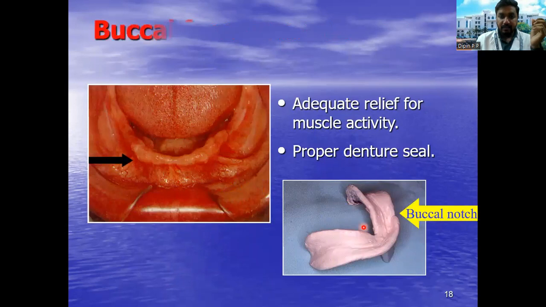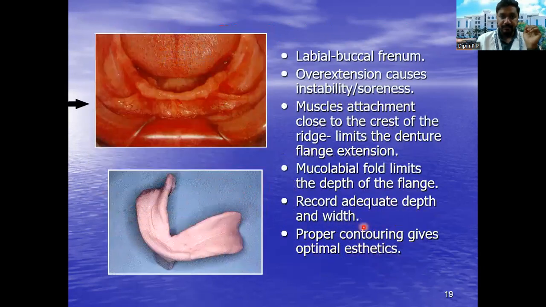Then we have the buccal frenum. The buccal frenum is seen on both right and left side. So adequate relief for the muscle activity is needed. If it is not given, it will result in soreness. If it is underextended, it will result in seal breakage. So in order to get a proper denture seal, it should be recorded in the impression stage itself.